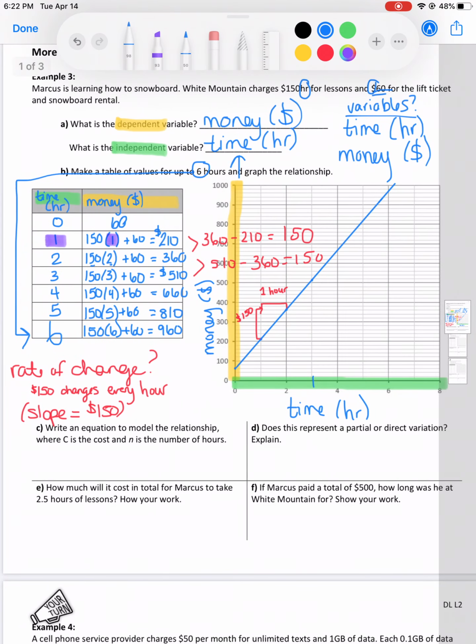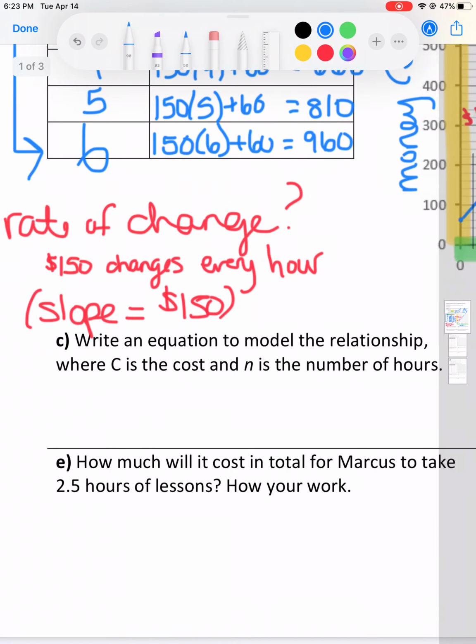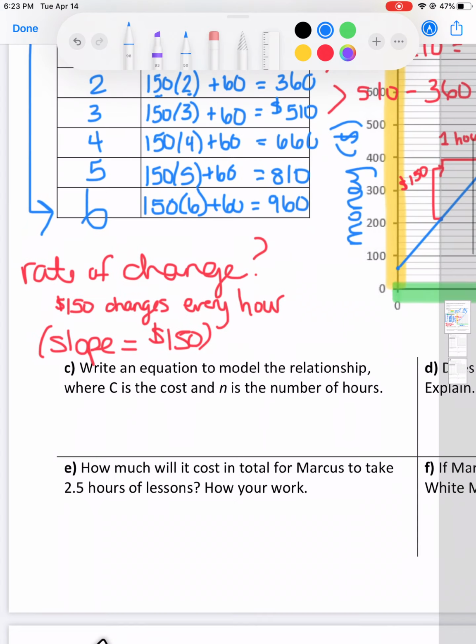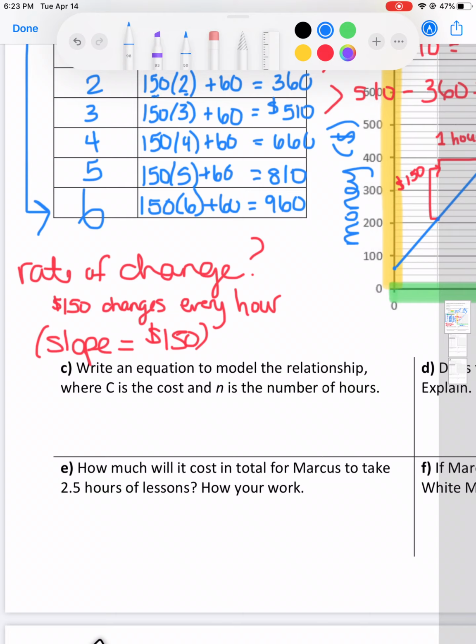So, as I said, I'm hoping this stuff makes sense to you. I'm going to say that over and over again. Write an equation to model the relationship where C is the cost and N is the number of hours. I really went in depth with this last video, so if you're not sure where I'm getting this next little bit from, please refer back to that video. Joys of videos, you can watch them over and over again. So again, remember we always do it with respect to y is equal to mx plus b.